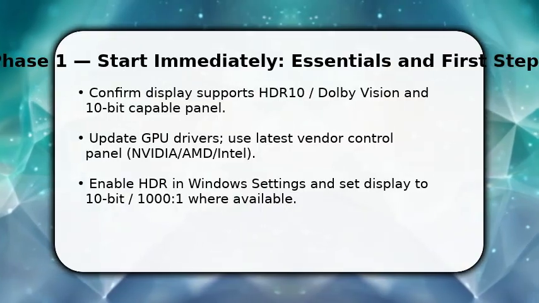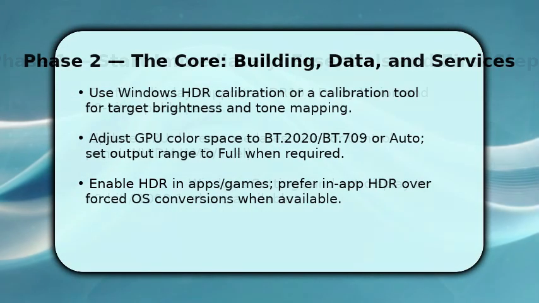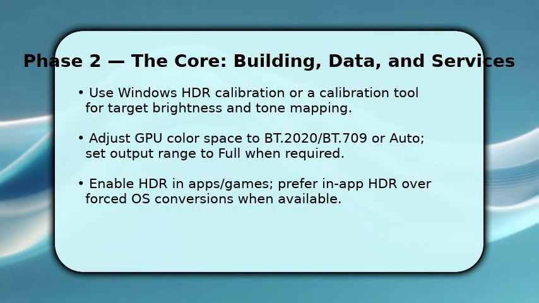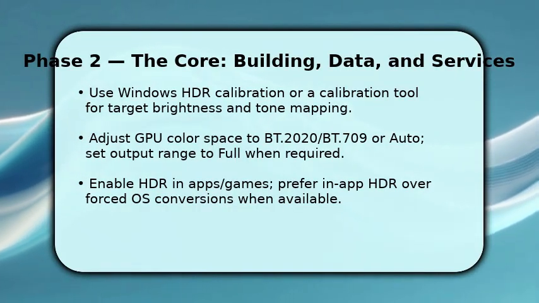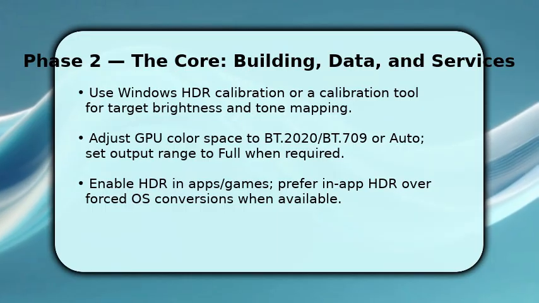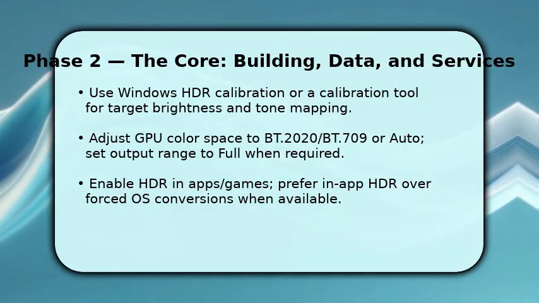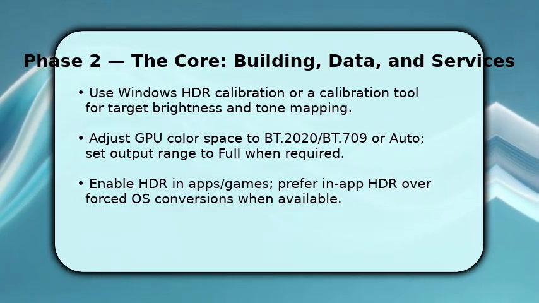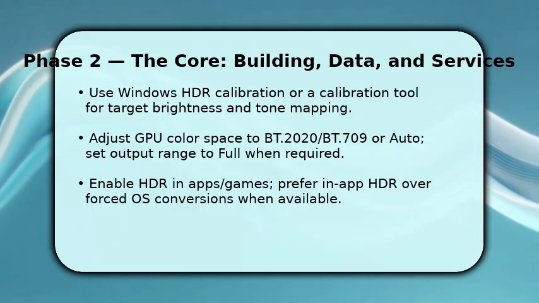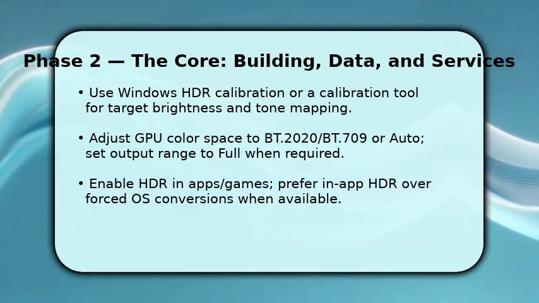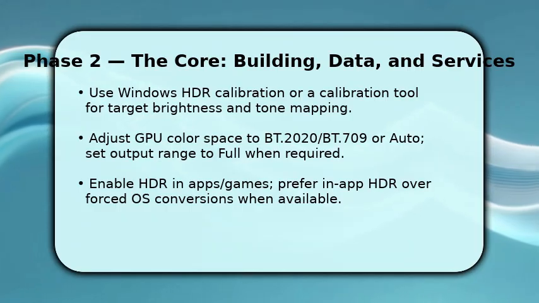Once HDR is enabled, calibrate tone mapping and brightness. Use Windows HDR calibration or a hardware/colorimeter-based tool to target a comfortable peak luminance and to tame highlights. Then, in your GPU control panel, set the color space to the best match, BT.2020 if supported, otherwise auto, and set output range to full when instructed by the monitor.